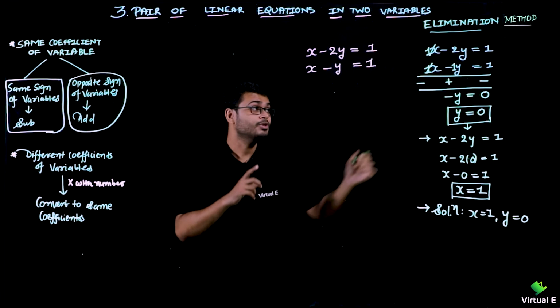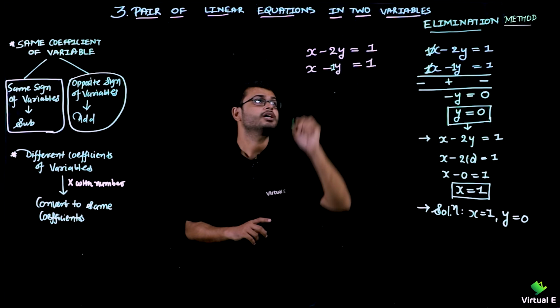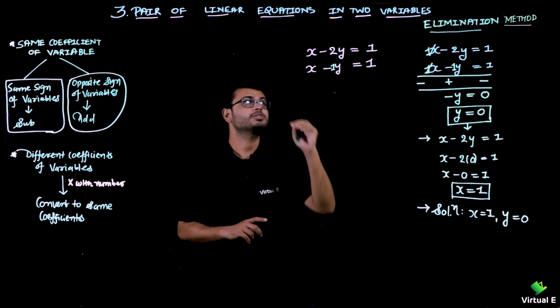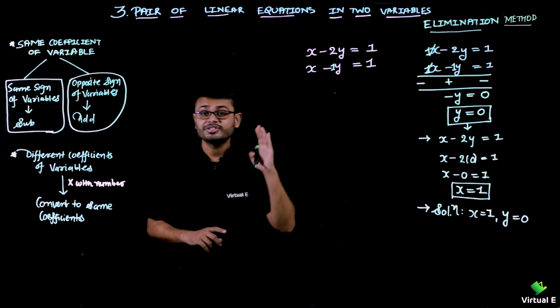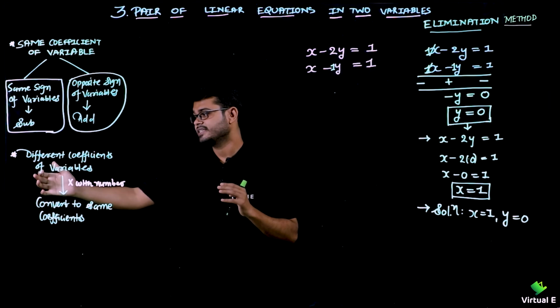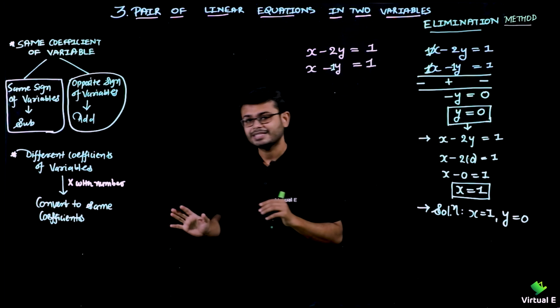I told you in that case what you need to do, you need to put over here. So this is the coefficient. Y has minus 2 as a coefficient and this y has minus 1 as a coefficient. So coefficients are different. This is the second case, different coefficients of variables. So what to do in that situation?